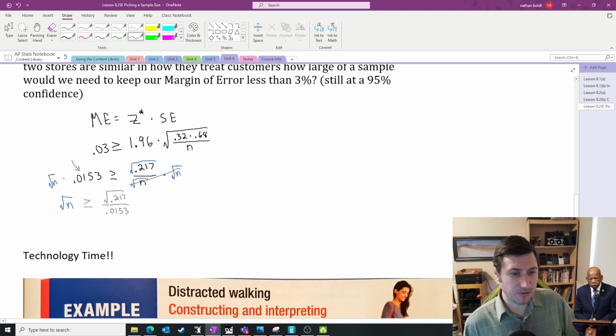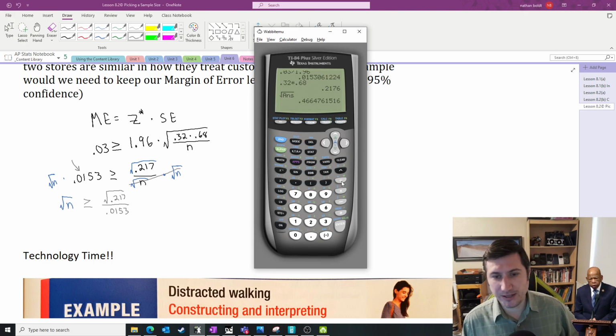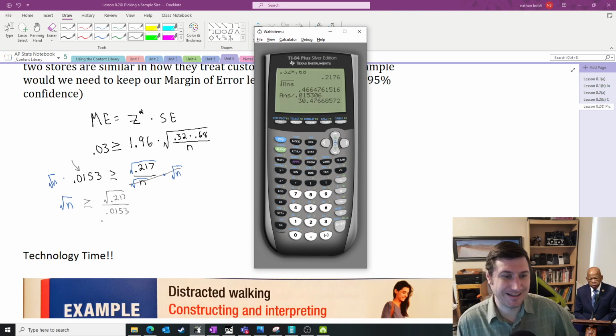And you can just type this whole thing into your calculator, I suppose, although you might want to be careful with how you do that. I'm going to do it in steps. So the square root of 0.217, but it's that number right there. So second answer, square root it. But then I'm going to divide it by 0.0153. I can still see that number up here on my calculator. Hit enter. All right, so now that's what the right side of the equation is equal to.